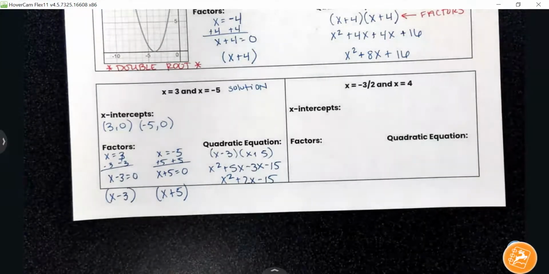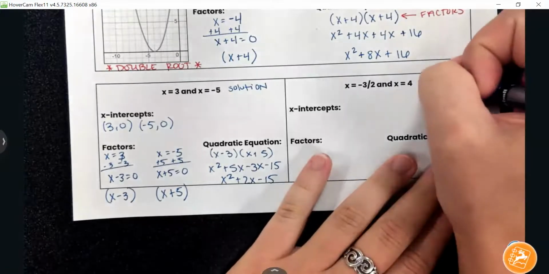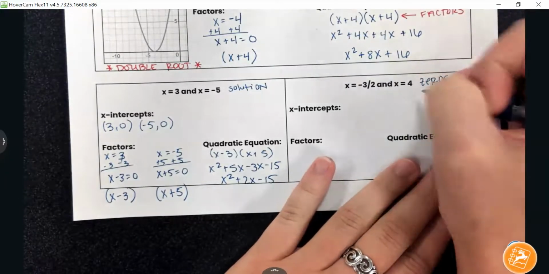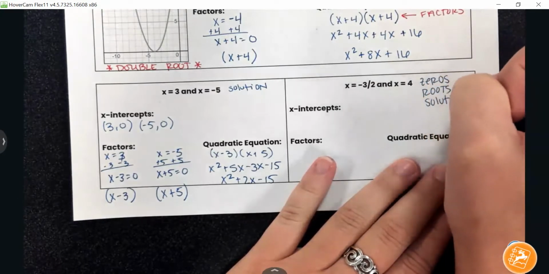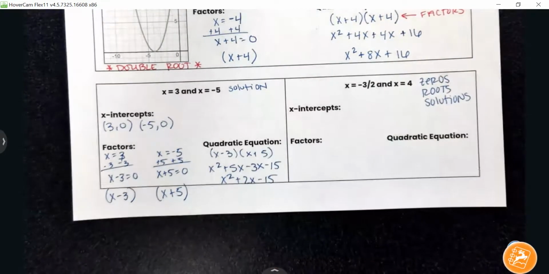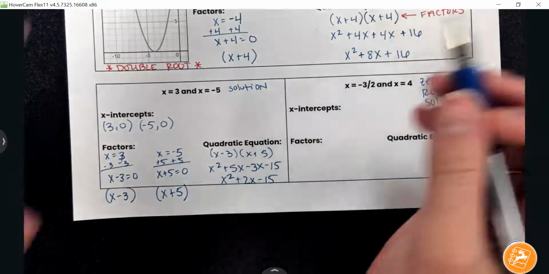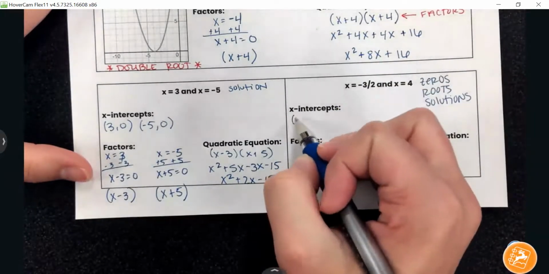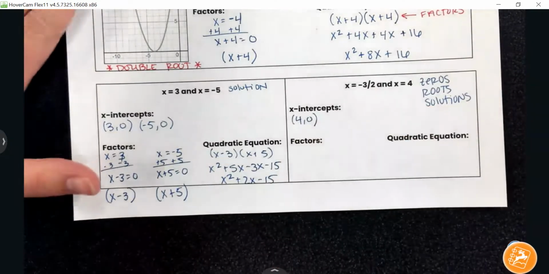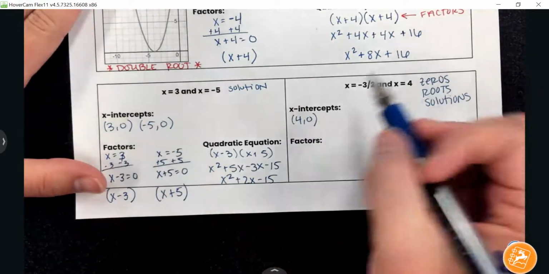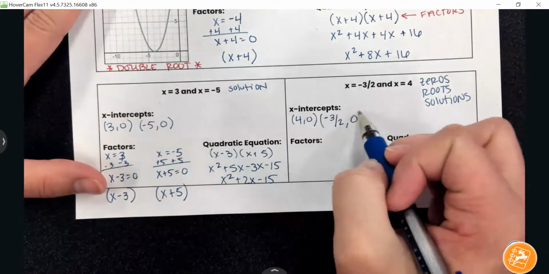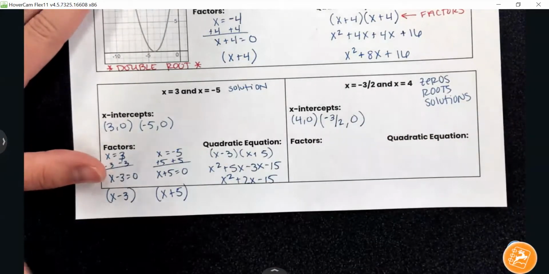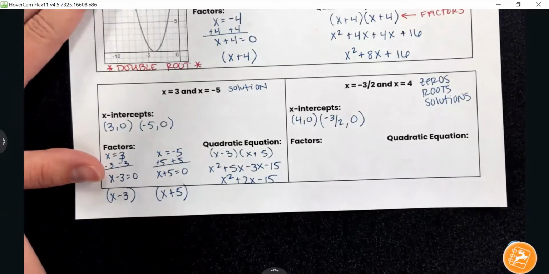What's another word for solution? Zeros. What's another word? Roots, solutions, x-intercepts. You better know all those words. Okay. What is one of my x-intercepts? 4, 0. Very good. What's my second x-intercept? It's the exact same thing. -3/2, 0. Do not change it to decimals. We can't do that. It's not going to work.